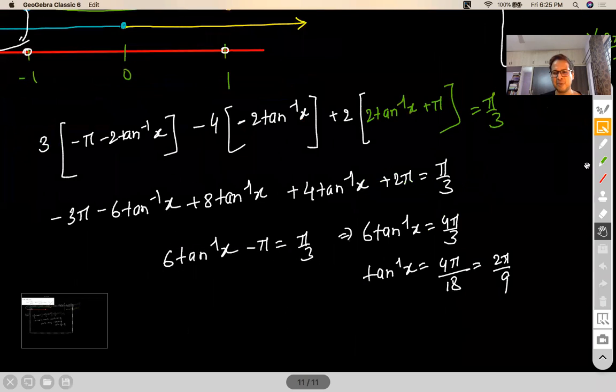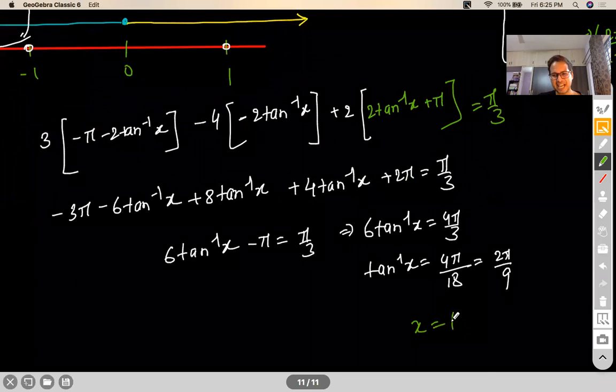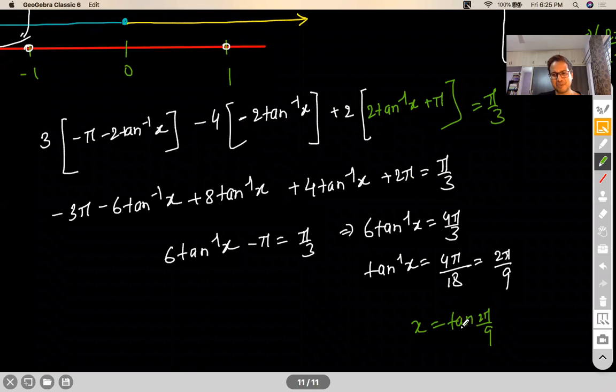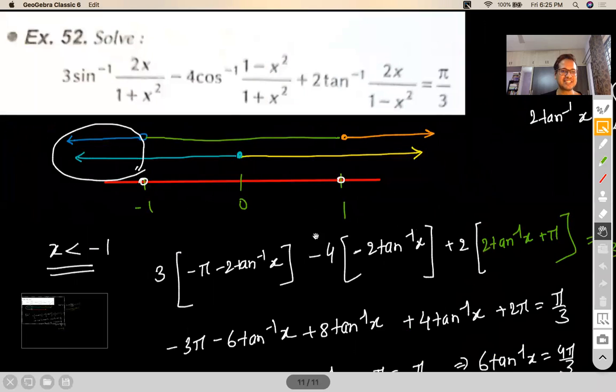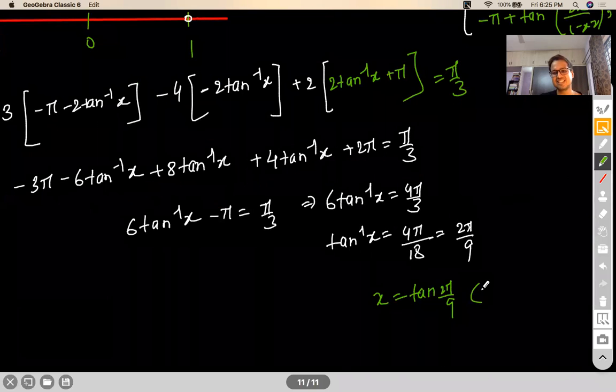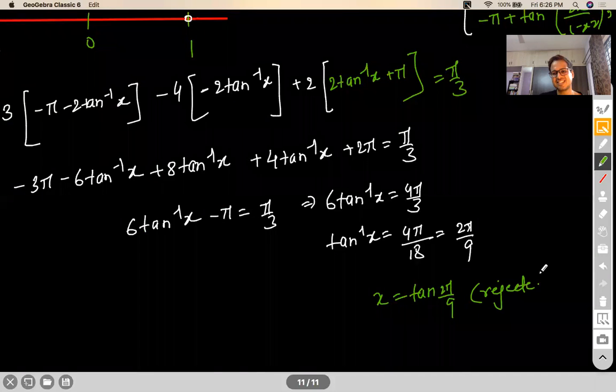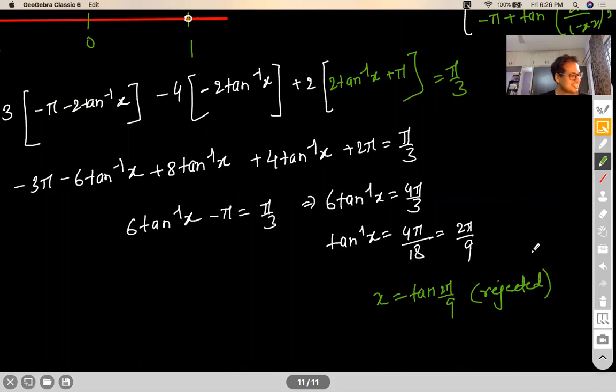But if you see, x is tan of 2 pi by 9, which is definitely a positive value, right? Which is not in compliance with x less than -1. So this is rejected. This cannot be my answer. Yes or no?